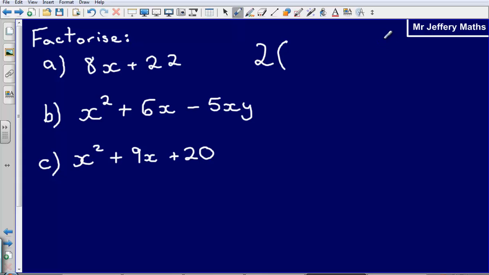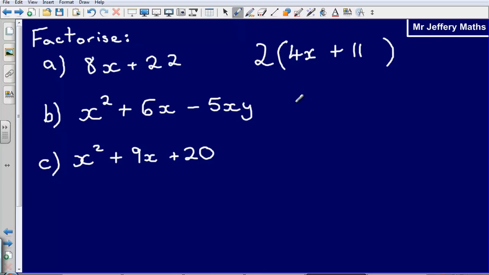So that's going to go on the outside of my bracket. Then what do I need to multiply 2 by to reach 8x? I need to multiply it by 4x. And then what do I need to multiply 2 by to reach 22? I need to multiply it by 11. Part B.